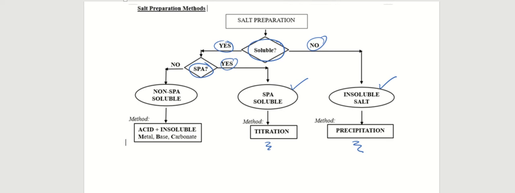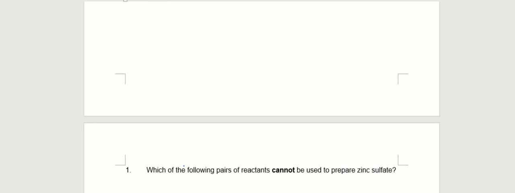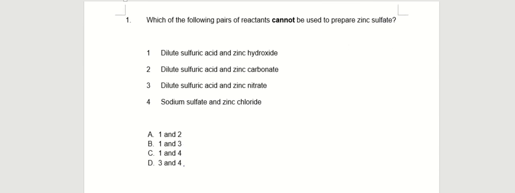Now, if the salt is a soluble salt but it is not a spa salt, then we usually call it a non-spa soluble salt, and the method that we will use is acid reacting with an insoluble metal, base, or carbonate. And in this particular area, it might be very useful for you to be familiar with all the acid reactions as well. Okay, so now that we've known all that, let us tackle our first question.